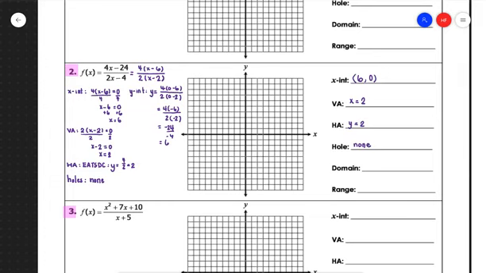So 1, 2, 3, 4, 5, 6. That's where my x-intercept is. This is where my y-intercept is. Vertical asymptote is at x equals 2. Horizontal at y equals 2. And then just fill in my graph.